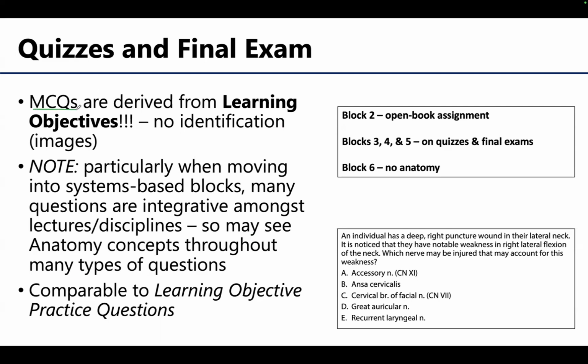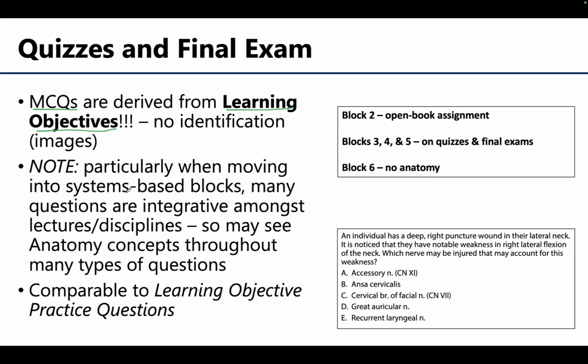These are multiple choice questions, and they are based on the learning objectives. And this is one of the number one questions we get asked: we save identification-based questions for the practical. Now, does that mean that you will have some images on quizzes or final exams from other disciplines or other lectures? Absolutely. You'll have images from radiology, etc. But in terms of anatomy-specific questions, we save those identification-based ones for the practical.